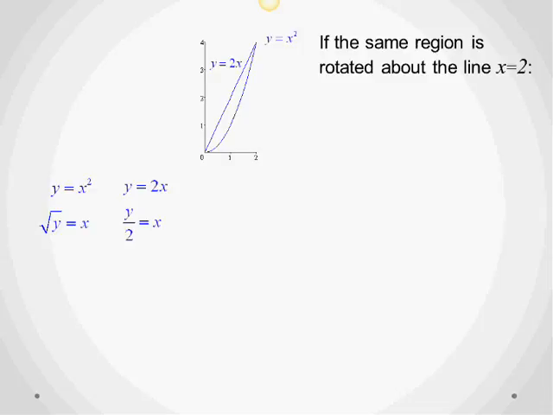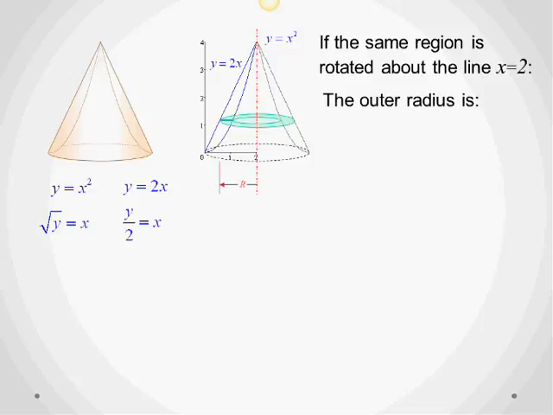So now we're going to take the same region and rotate it around the line x equals 2. Okay? So now it's going to form a cone with a concavity situation inside of it. So our big R is actually 2 minus the function y over 2. And then the inner radius is 2 minus the square root of y.